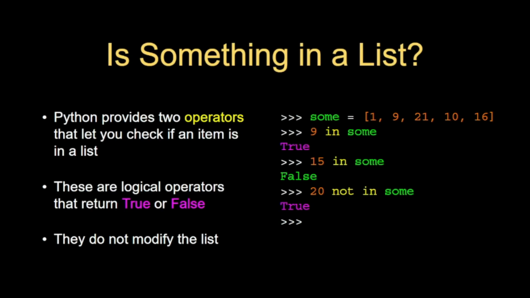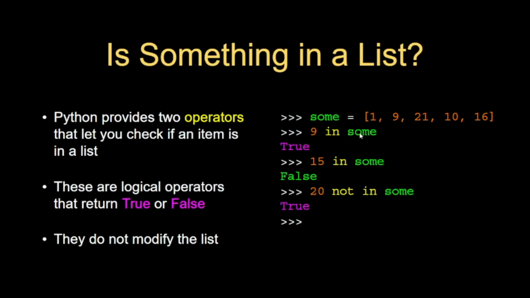Python provides two operators to check whether any particular item is there in the list or not. The first is using the in operator. There's a list named sum, and the list contains the values 1, 9, 21, 10, 16. Now we want to check whether the element 9 is present in this list or not. We will check by asking Python whether 9 in sum. 9 in sum means whether 9 is present in that list or not.